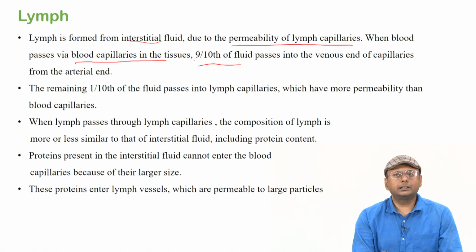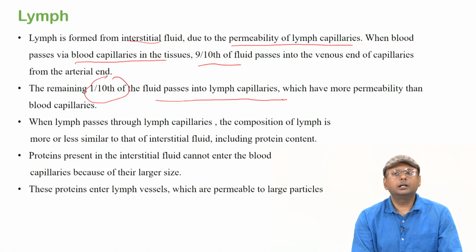Okay. So, mostly 9/10 part passes from arterial to the venous end, but 1/10 of that fluid gets retained and passes through the lymph capillary, which has more permeability than the blood capillary. Okay. And when lymph passes through the lymph capillaries, the composition of the lymph is more or less similar to that of interstitial fluid, including the protein content.